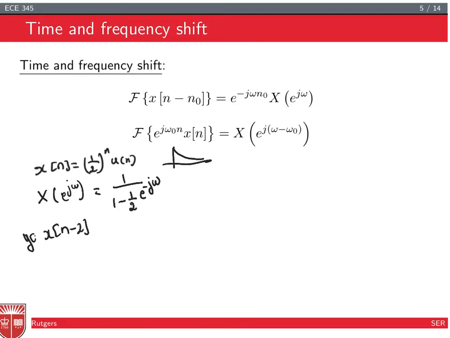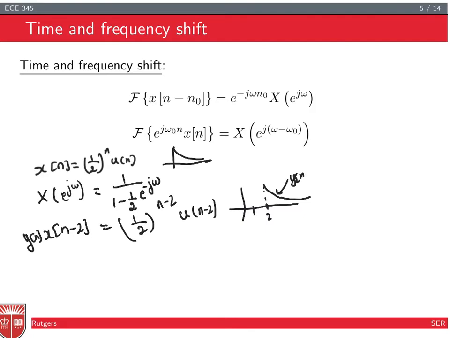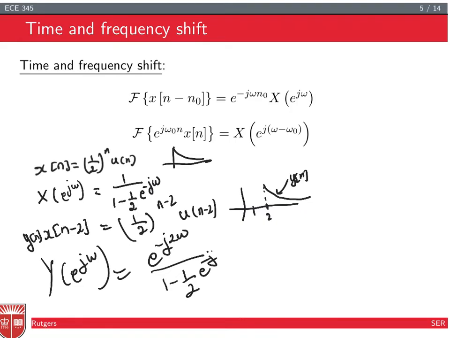so if I call y of n equal to x of n minus 2, this means that it's (1/2)^(n minus 2) u of n minus 2. So it starts at 2 here. This is y of n. Then Y of e^(j omega), by applying the formula, is equal to e^(minus j 2 omega) divided by 1 minus 1/2 e^(minus j omega).